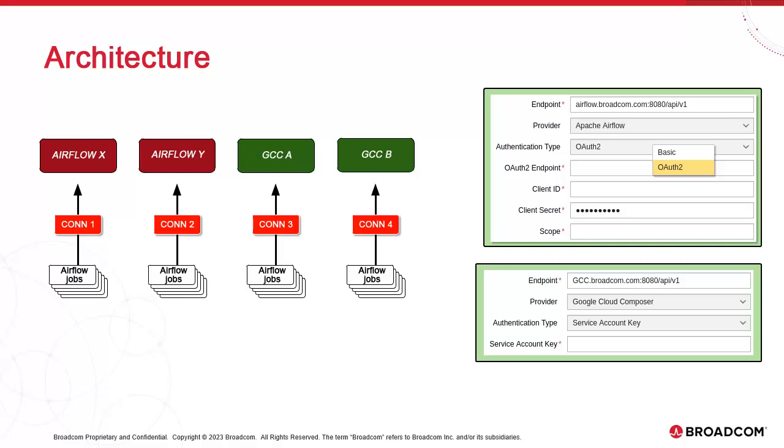For Google Cloud Composer, you have a choice between account key and workload identity. The service account key is the key to the account assigned to the GCC environments. The workload identity feature is used with the Google Kubernetes engine. It impersonates the service account.